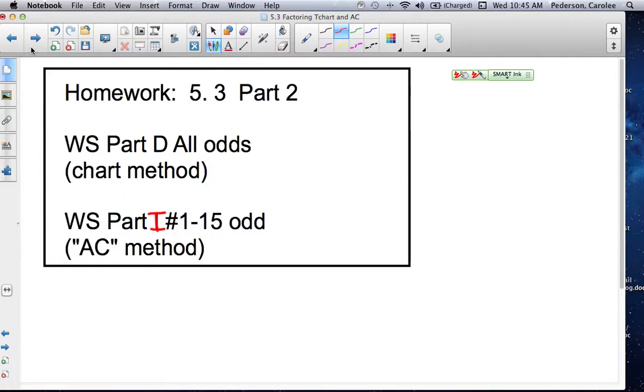Your homework in class, we'll be back to that green worksheet. We're going to work on part D, the odds, using that T-chart method. And then part I, 1 through 15 odd, using the AC method.